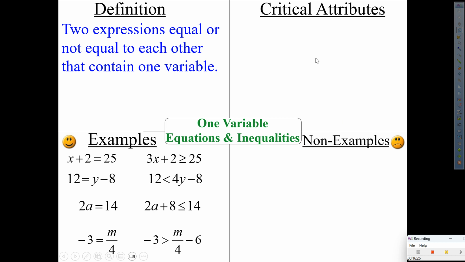Now notice at the end on the definition it says contains one variable. This one only has x, x, y, y, a, m, m. Only one variable. You good? All right, so now that we know what they look like, look at the non-example.